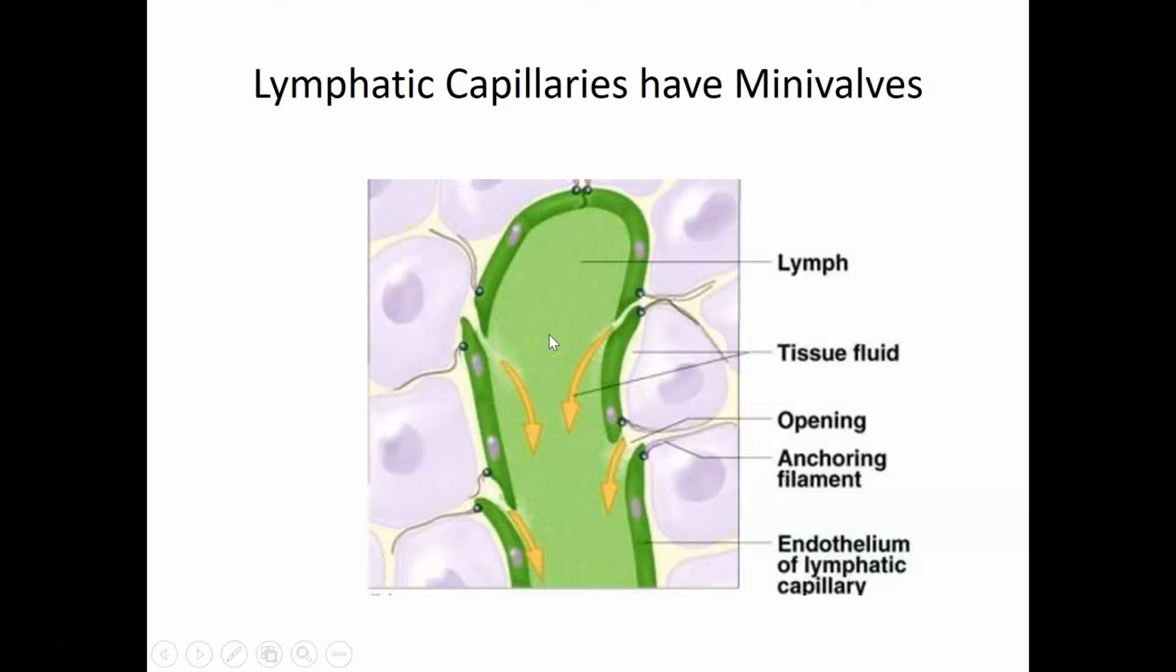Now, fluid has moved in. There's not as much fluid pressure out here. There's not going to be as much tension pulling on this filament, and that's going to allow these mini valve flaps to close. So fluid outside pulls on the flaps, opening them, allowing fluid to enter, which causes the flaps to close, and fluid can only move through the lumen of the lymphatic capillary. So that's basically how they work.